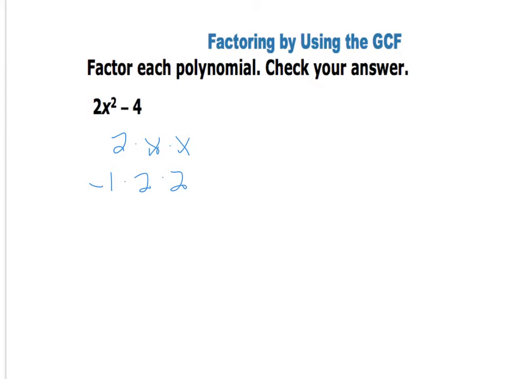Now, look to see what's common. It looks like there is a 2 common to both of them. We can pull out a 2, put it right here, and then identify what's left. In the first term, there's an x squared left, and in the second term, there's a negative 2. So it's going to be x to the second minus 2. And that is the factored form of that binomial.